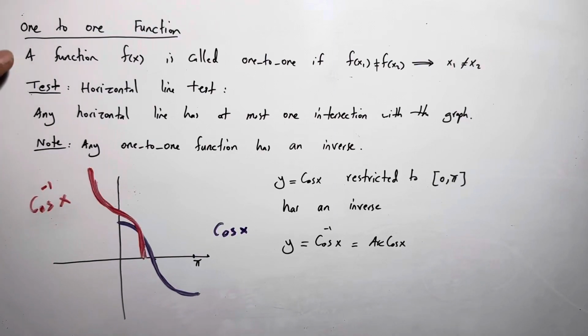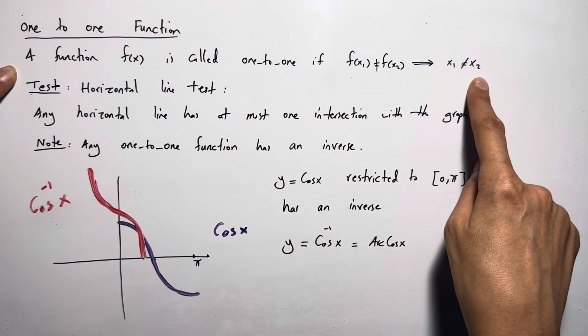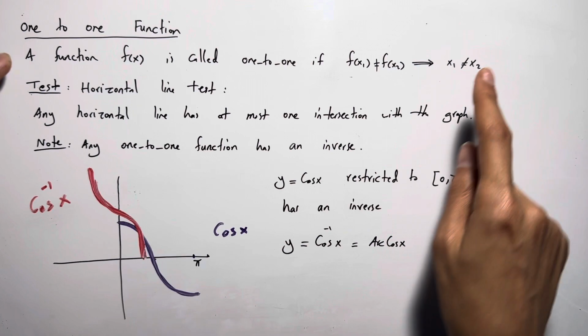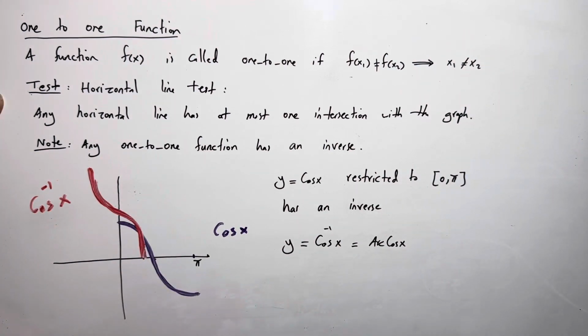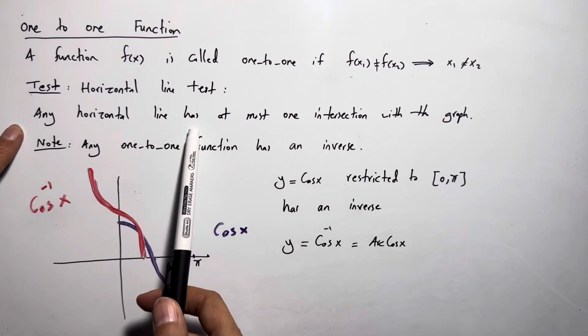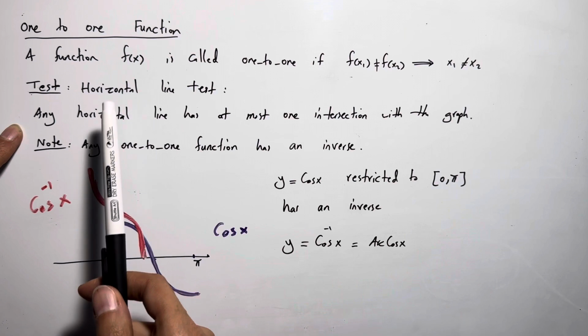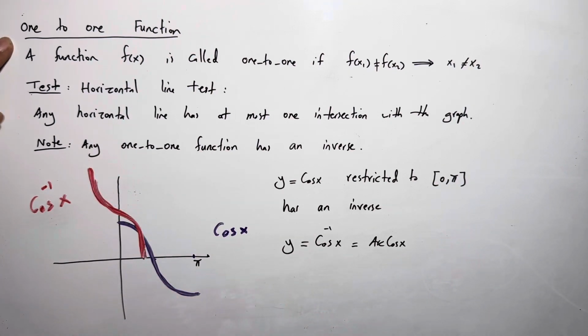One-to-one function. A function is called one-to-one if y1 is different from y2, you can conclude that x1 is different from x2. You have a nice test which helps you to identify one-to-one functions. If any horizontal line has at most one intersection with the graph of the function, then that function represents a one-to-one function. Why is it important for us?